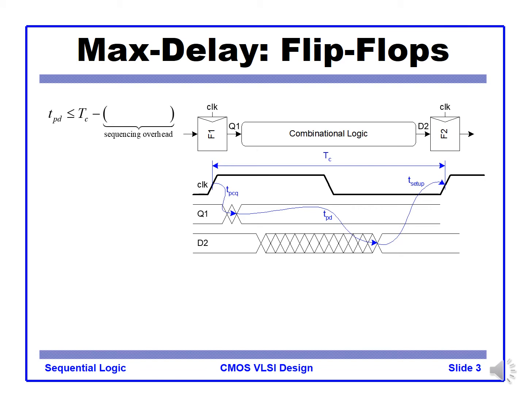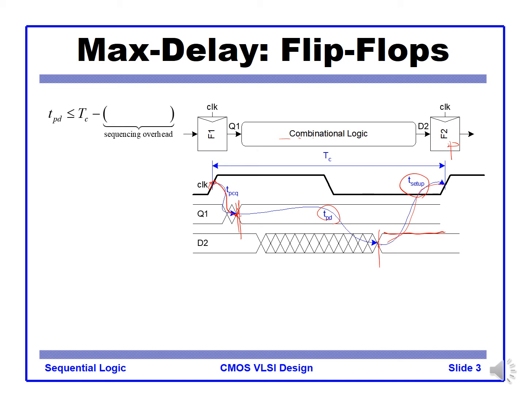So what would be the maximum delay we can allow for the combinational logic? We know that for the flip-flop there is a certain clock to Q delay. Starting from here, the combinational logic starts to take the input and start operating. The output will come out at a certain delay TPD, and then there's a certain requirement for the receiving flip-flop. We require the setup time.